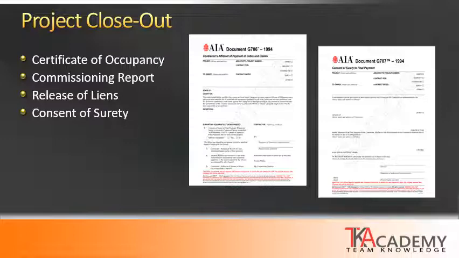The AIA does have standard documents for these. Document G706 is the contractor's affidavit of payment of debts and liens or the release of liens. And document G707 is the consent of surety for final payment to the general contractor.